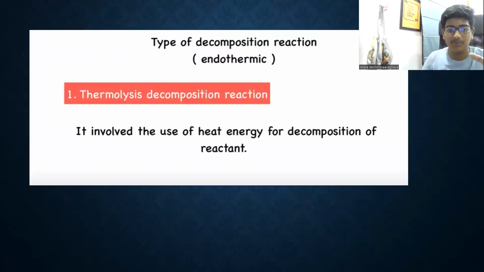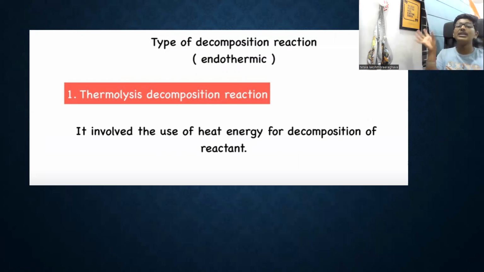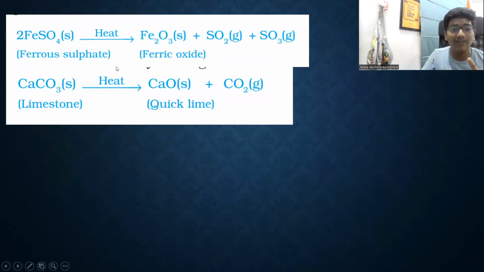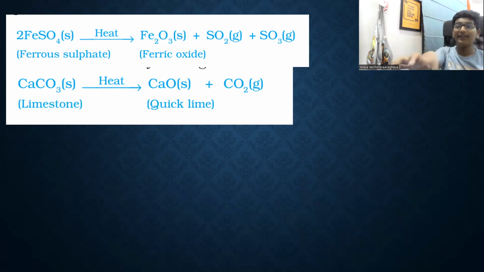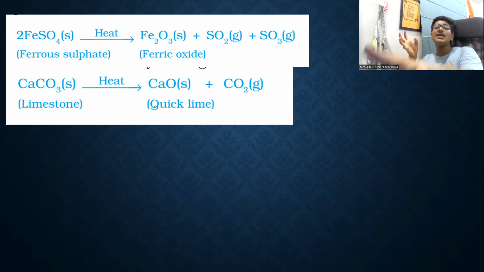There are three types. One is thermal decomposition reaction, in which heat energy is involved for the decomposition of a reactant, such that a decomposition reaction takes place. For example, I have ferrous sulfate. When heated, it gives ferric oxide, sulfur dioxide, and sulfur trioxide. So here, 2FeSO4 on heat. Heat is an external condition supplied to this such that it gives Fe2O3 ferric oxide, SO2 and SO3.